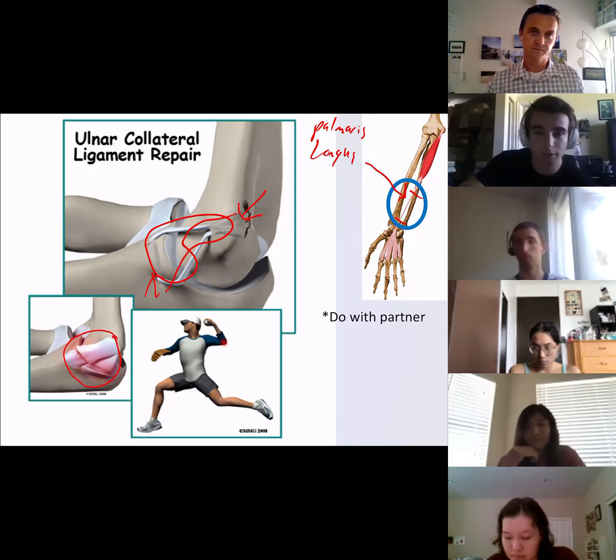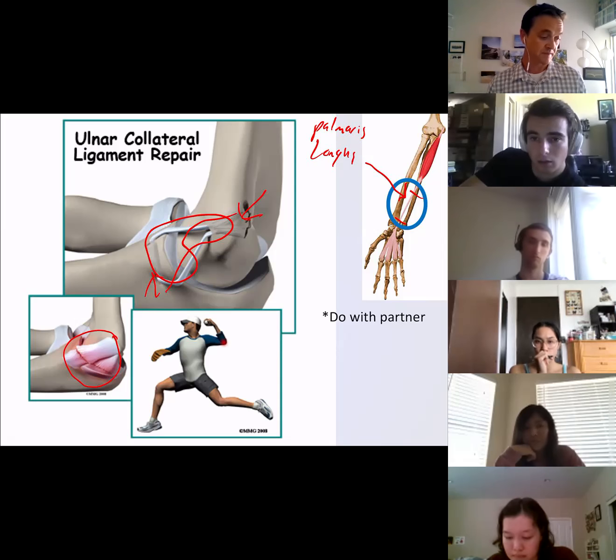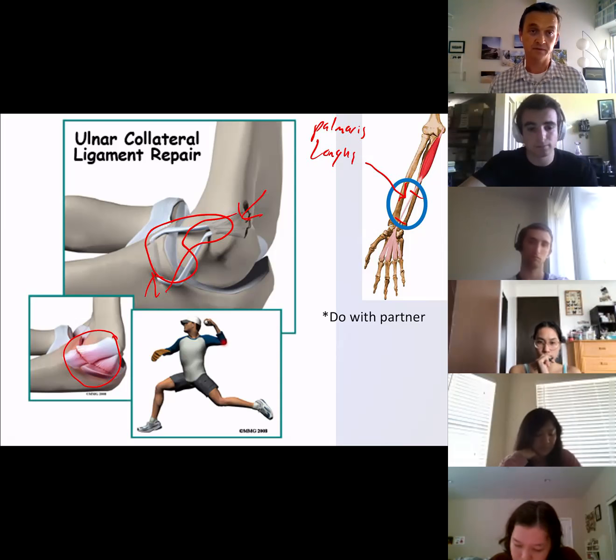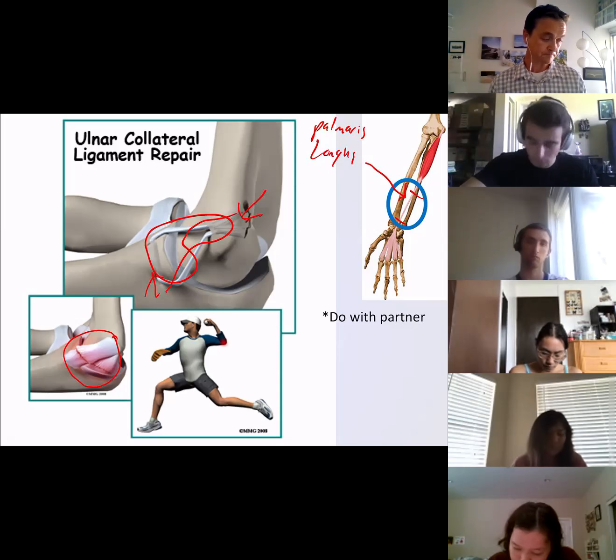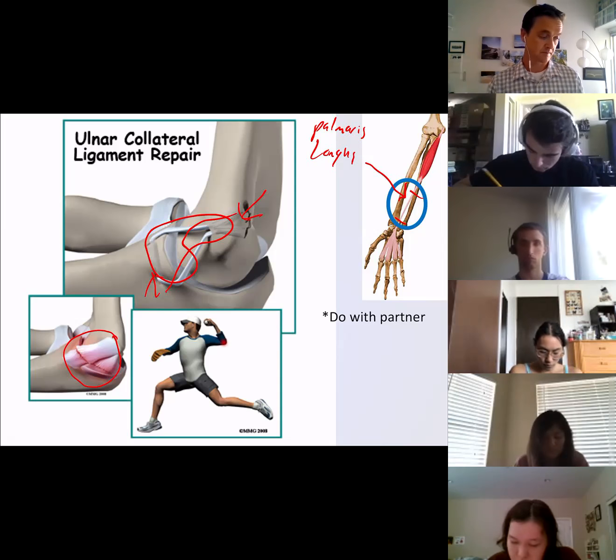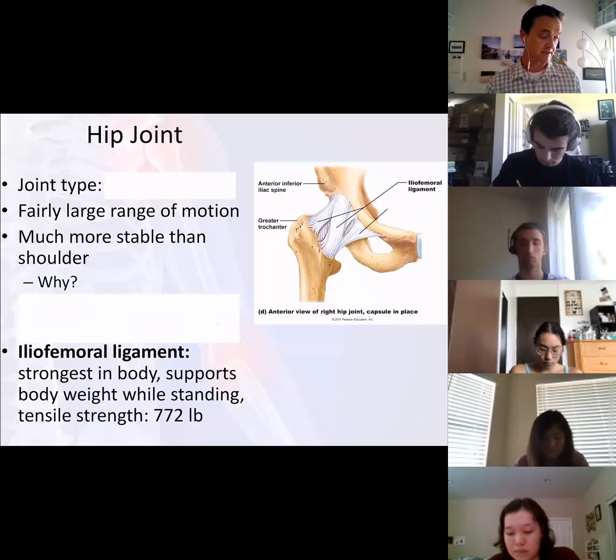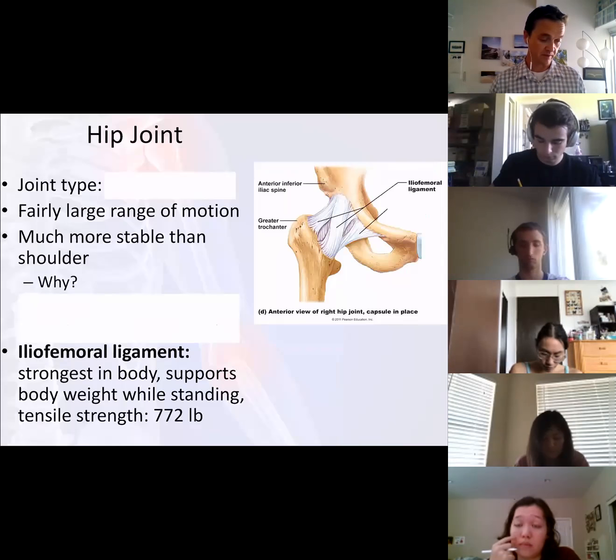So the UCL is medial? The UCL is medial. Okay. And the RCL is lateral. Good. Absolutely. Yep. Okay. Anything else? Okay. So that's what we're going to talk about with the elbow.